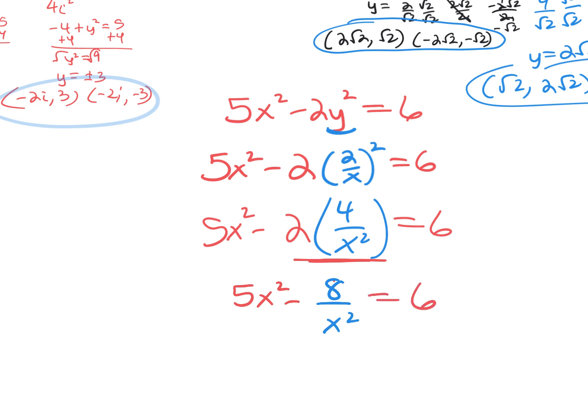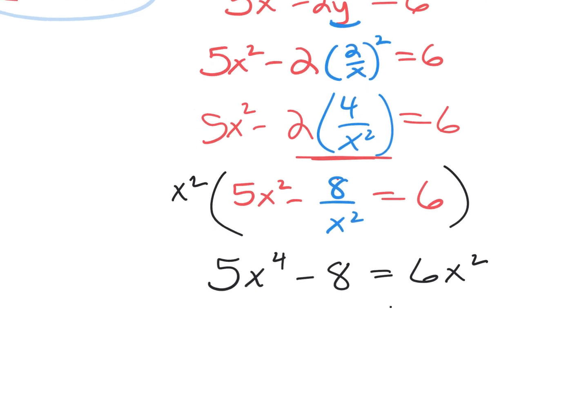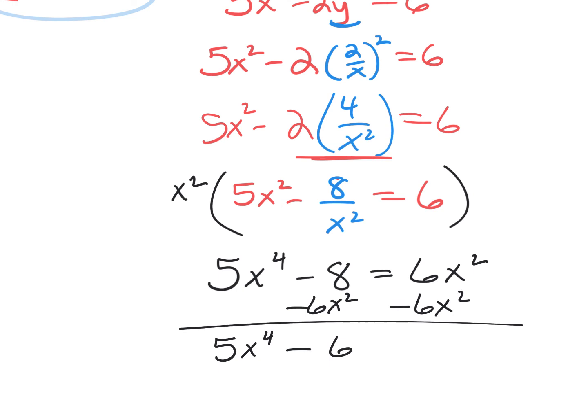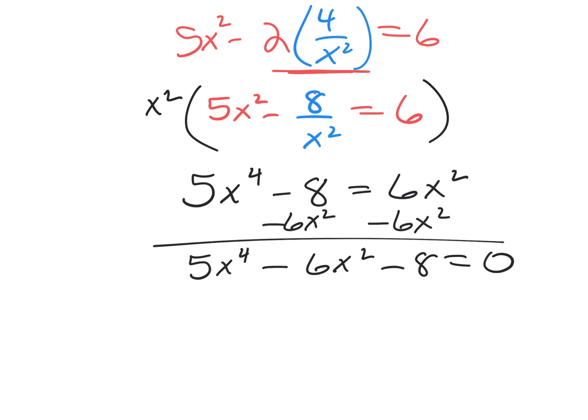I now am going to get rid of the fraction. So I'm going to times everything by x squared. So this becomes 5x to the 4th minus 8 equals 6x squared. I now need to combine and set this equal to 0. And I'm going to factor it. So this is actually factorable. I can just do guess and test.